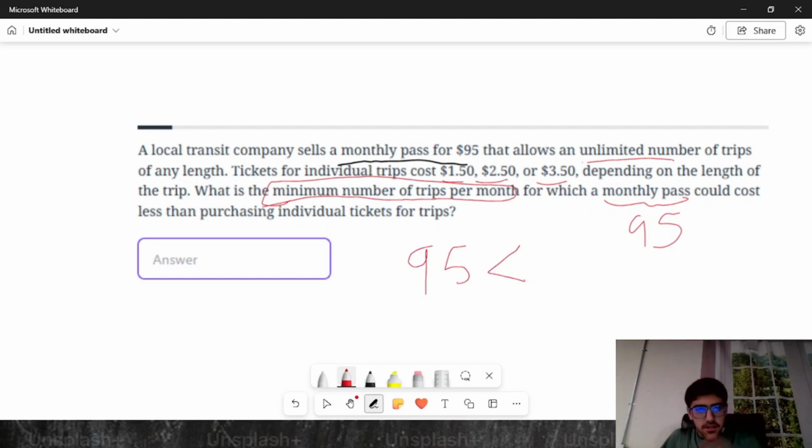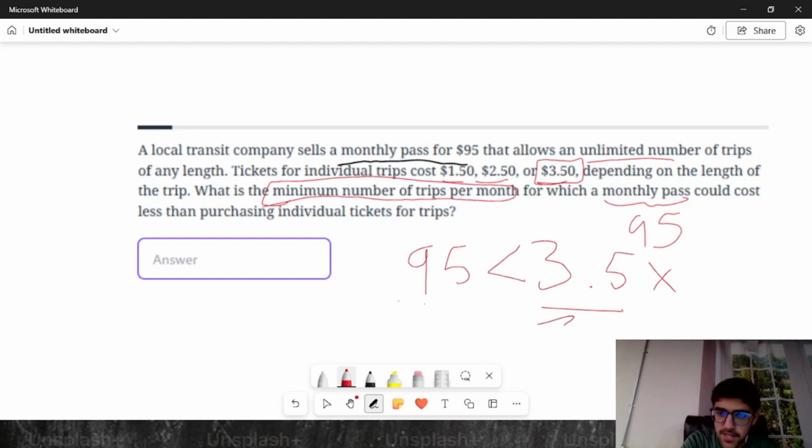So right here, you need to use the skills that you know, but also you need to use some logic, because it tells you it wants the minimum number of trips per month. So for the minimum number of trips per month to add up to cost more than 95, you would have to assume that every single trip was the most expensive. So then you put 3.5, and let's say x is the number of trips. So now we want to solve for the minimum number of trips per month for which this 95 would be less. So then just divide both sides by 3.5.